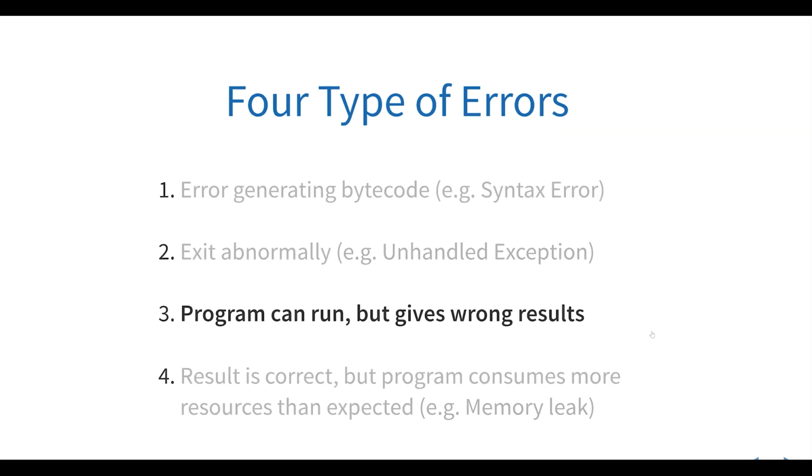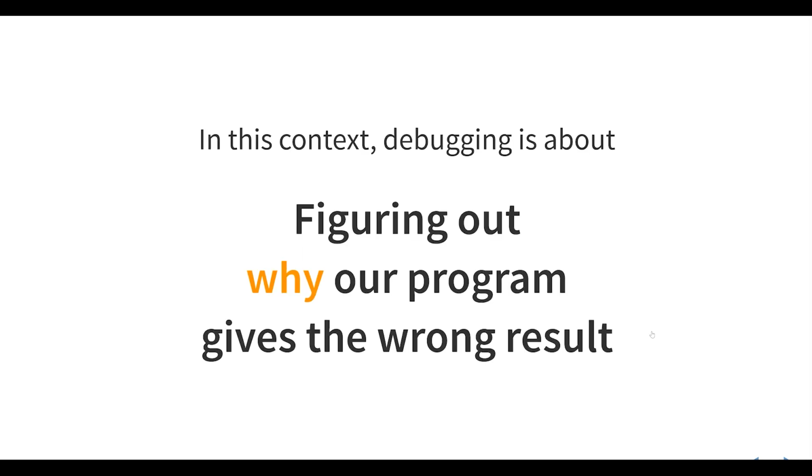Among these 4 types of errors, the third one, which is the program can run but gives wrong results, is the most common one, and often the type of error that we spend most of our time debugging. So in this talk, I'll be focusing on this type of error. And in this context, no matter which approach we take in debugging, debugging is just about figuring out why our program gives the wrong result. This may sound very trivial, but it is very important that we realize this fact before going to later sections.